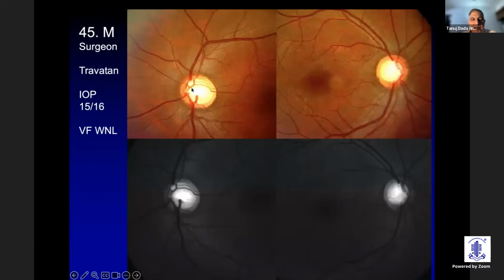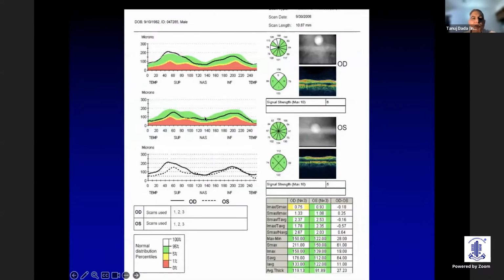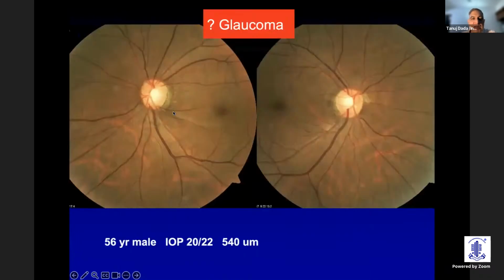So finally, this is a patient, a 45-year-old surgeon referred to me already on Travatan, large cup disc ratio diagnosed as glaucoma, HRT showing abnormal sectors, but RNFL absolutely normal. So that is why ruling out glaucoma is very important.